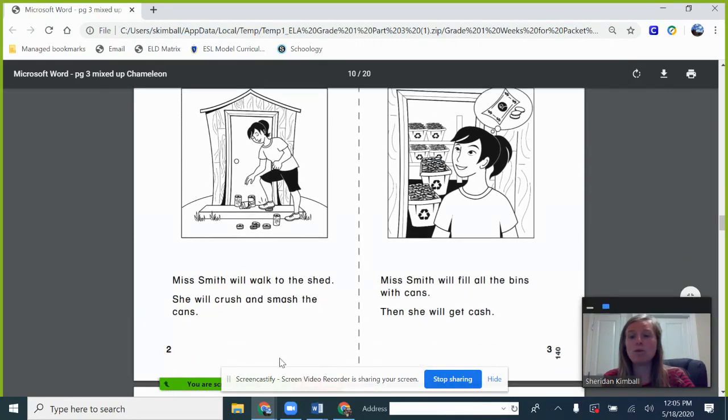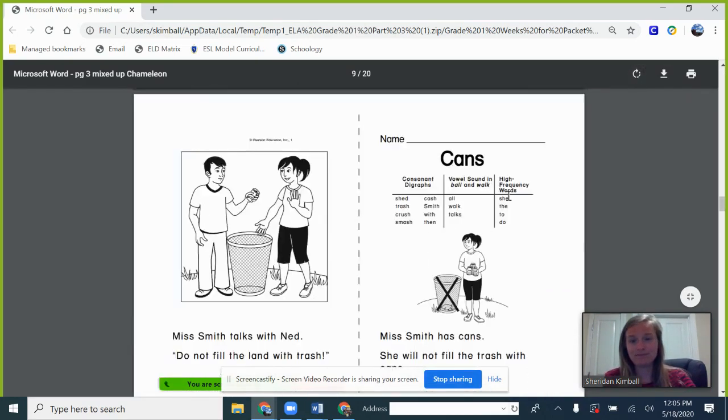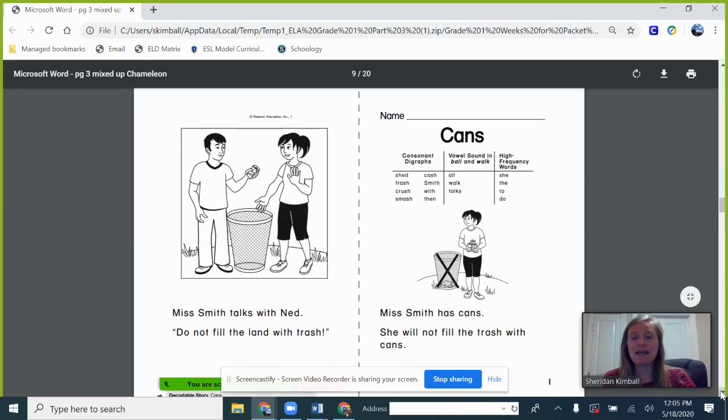Miss Smith will walk to the shed. She will crush and smash the cans. Miss Smith will fill all the bins with cans. Then she will get cash. Miss Smith talks with Ned. Do not fill the land with trash.